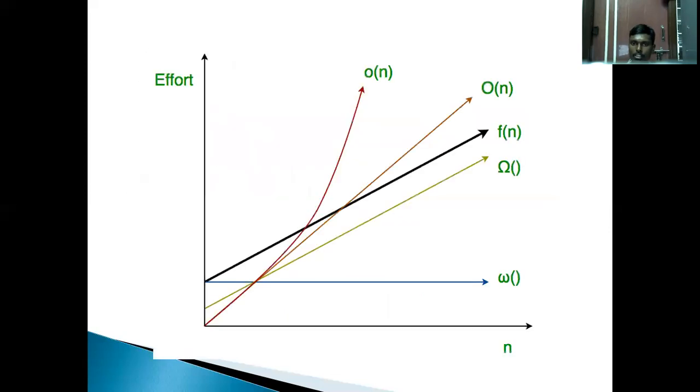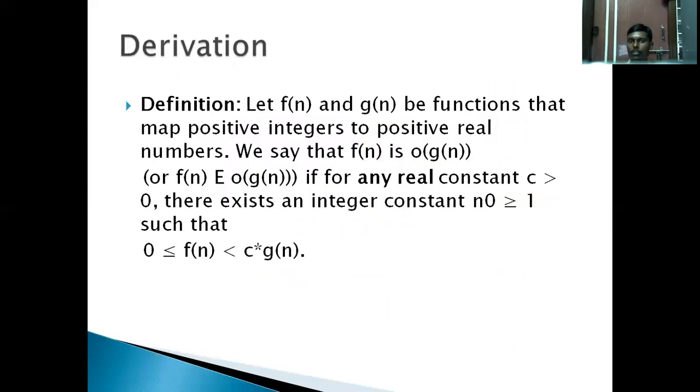So this is a derivation of little o of n. When we take a problem and have to measure its time complexity, it should satisfy certain conditions, and there should be two functions, that is f of n and g of n.